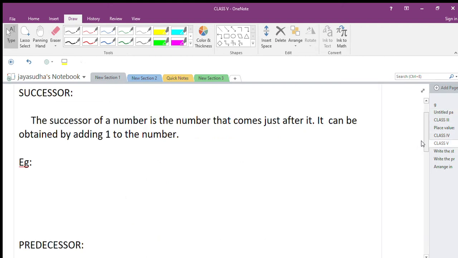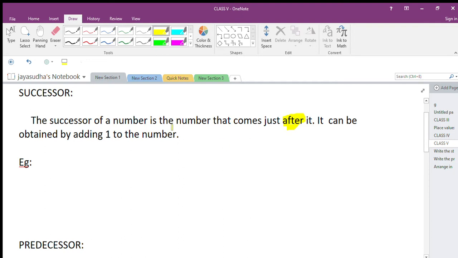Now, already you learned in the 4th standard the successor and the predecessor. Already you heard the name. Does anybody remember that? What is the successor? Can anyone tell the answer? The successor of a number is the number just after it. After the number is called the successor.